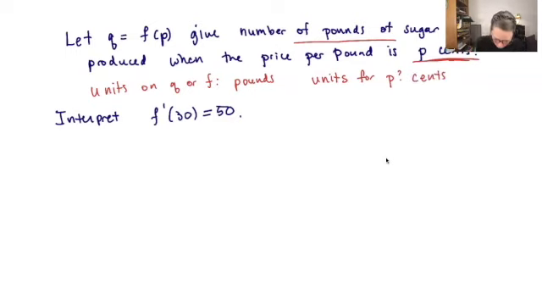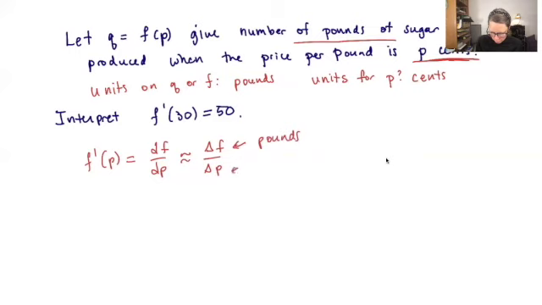Okay, so what are the units on the derivative? We can think about this as df/dp if we want that notation, and we can remind ourselves this is similar to delta f over delta p. The units on f we decided were pounds. The units on p were cents. So the units on f prime of p would be pounds per cent.